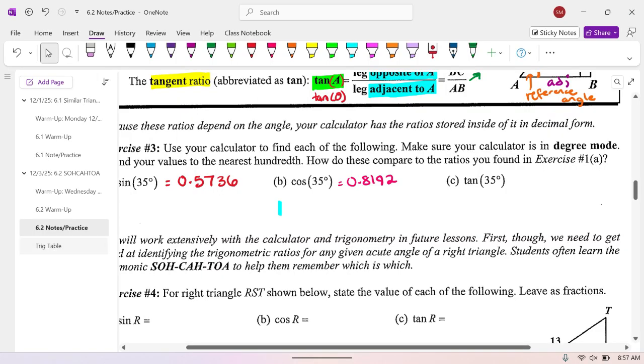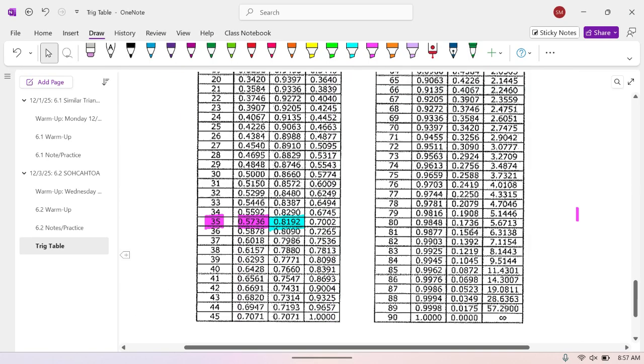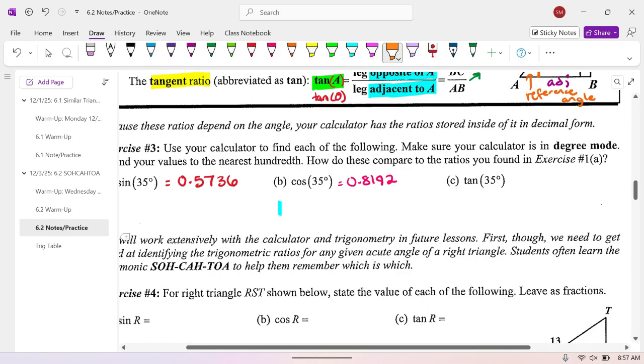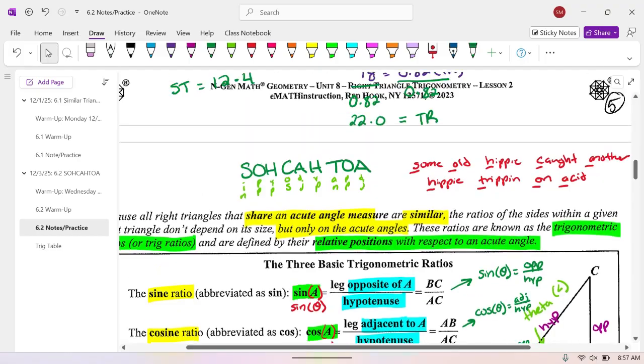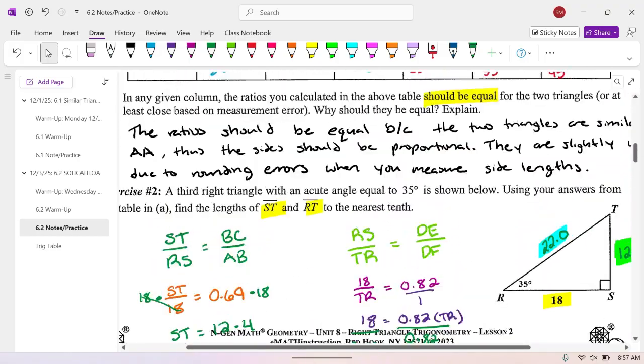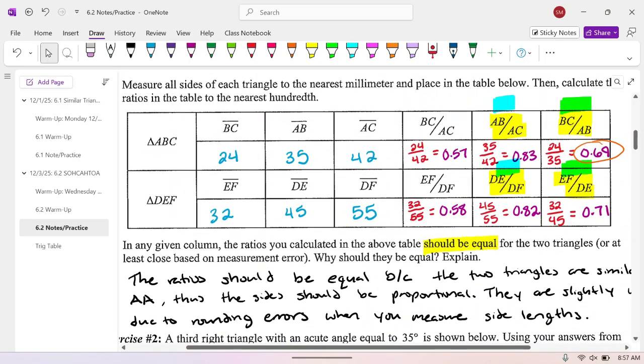And then lastly, tangent of 35. If I look at my table again for 35, here's tangent, it's the third row, which is 0.7002. And again, you can double check this on your own in the calculator. It will give you that. And that is about what we got for our third set of ratios.